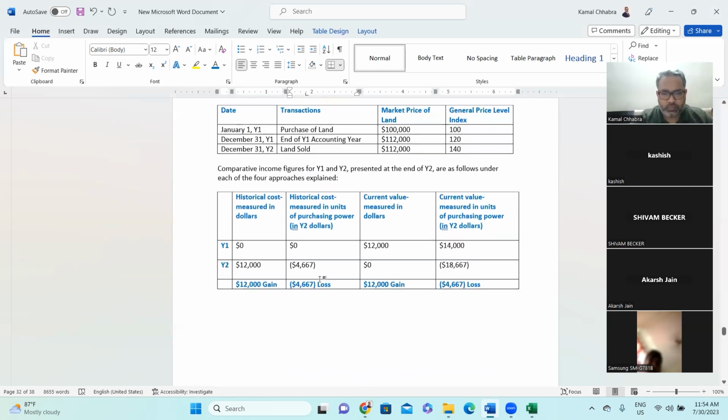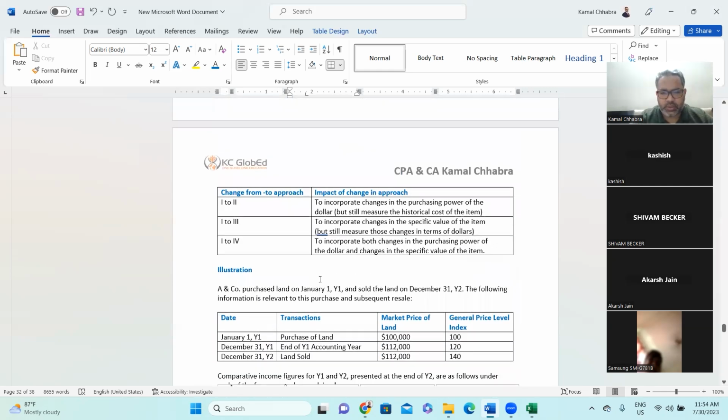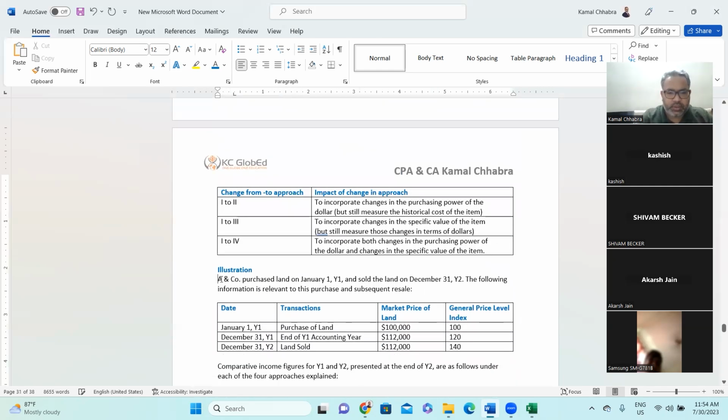सर एक बार टेबल दिखाना एक बार. 1 second. Let's see. Let me bring this table out.